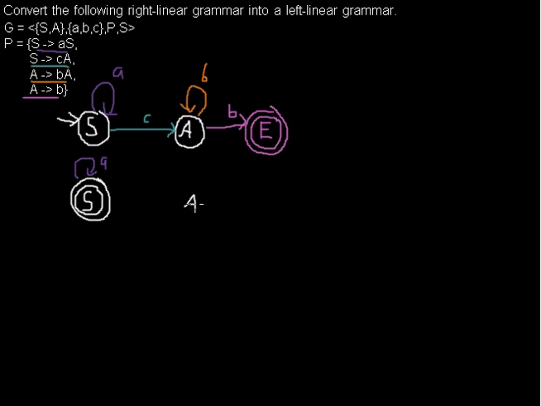Then we have those C arc from S to A, that will now be the other way around, from A to S. Those B arc will stay the same. And now our E, or end state, or final state, will be our initial state, and we will have that arc from E to A, which is just like that, but the other way around.